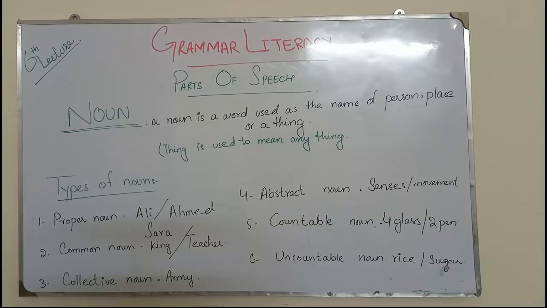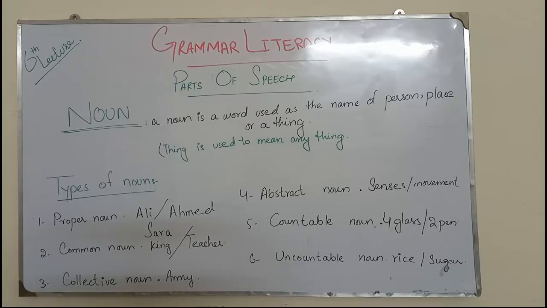In the previous lecture we discussed the parts of speech. We discussed the definitions of parts of speech, that there are 8 main parts of speech, and their brief definitions and their types. And today we are going to discuss them one by one, and in this lecture we will discuss the noun and its types. Noun is a name of a person, place, or a thing.